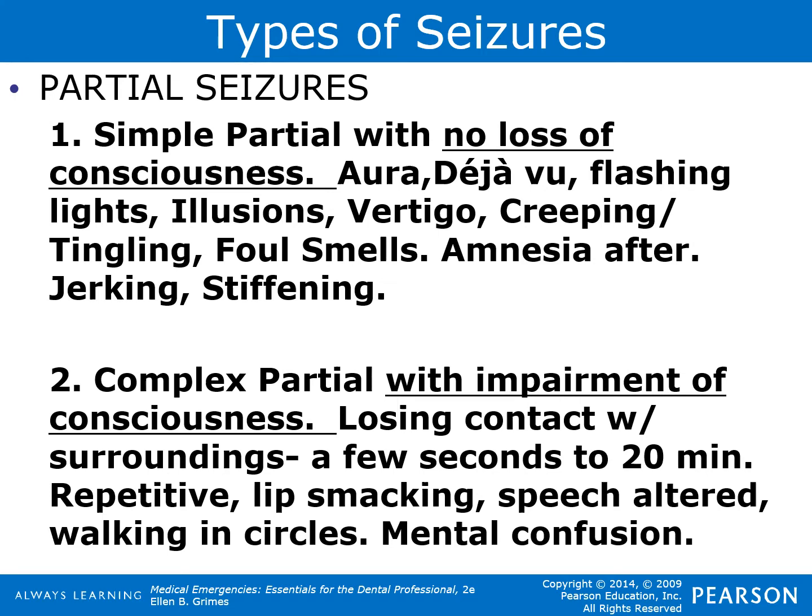Complex partial is with the impairment of consciousness. So you lose contact with all your surroundings. It could only be for a few seconds, up to like 20 minutes. You might be doing repetitive things, clicking your nails, tapping on something, lip smacking. Your speech can be altered. You could be walking in circles, just in repetitive ways, and there's mental confusion.